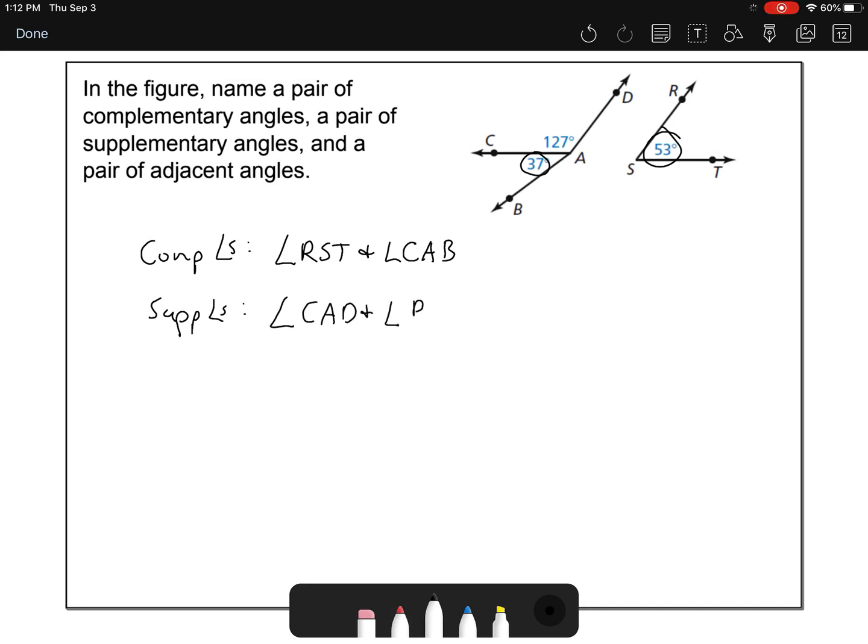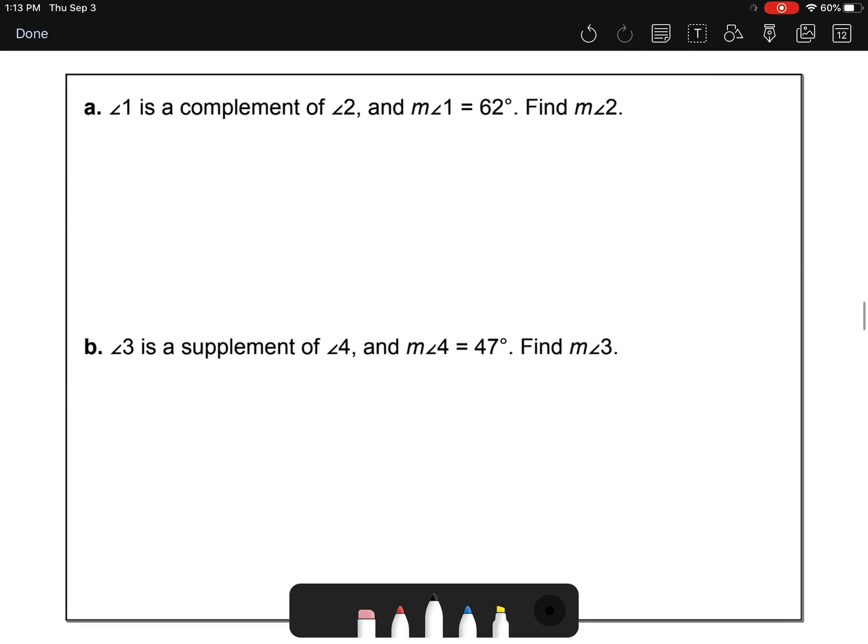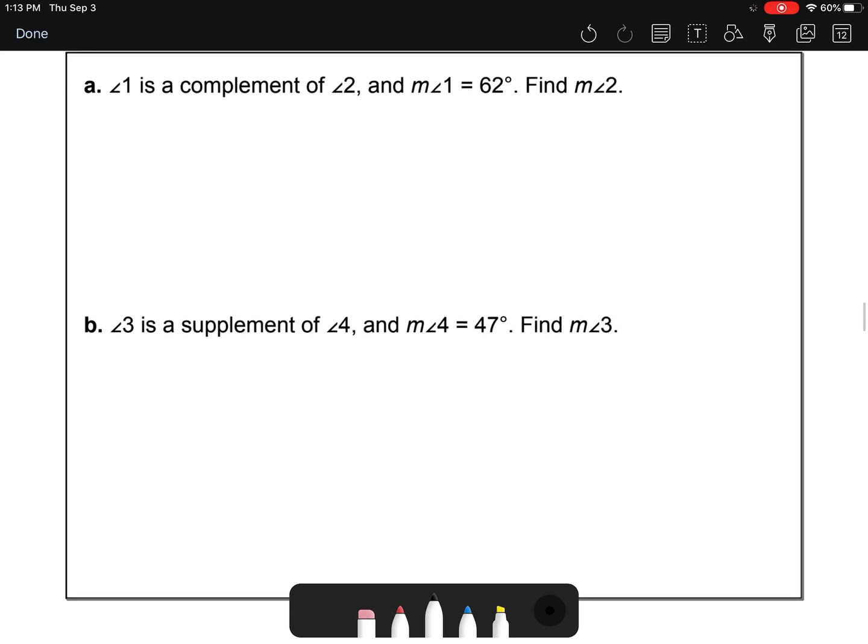127 and 53, so that'd be angle CAD and angle RST again. What about a pair of adjacent angles? Right, so it's got to be BAC and DAC, or CAD, however you want to say it, but these are adjacent. They share a common vertex, they share a common side right here, the side's ray AC, but they don't have any points in common on the interior.